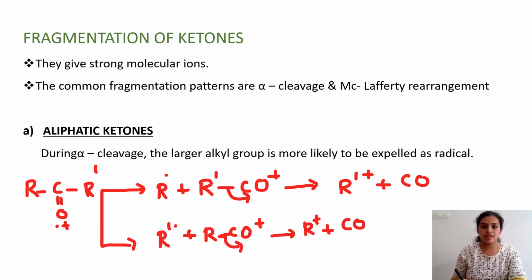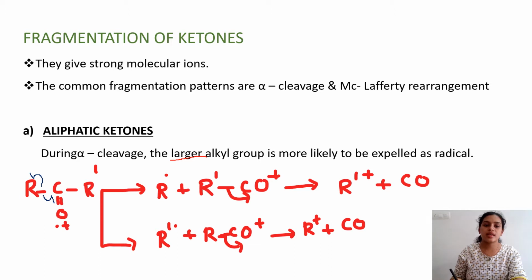During alpha cleavage, the larger alkyl group is more likely to be expelled as a radical. Here, R dash, this fragmentation could be at two places. It could be here like this, R dot and R dash CO plus will be obtained. That is the first case, and from there R dash plus can be obtained.